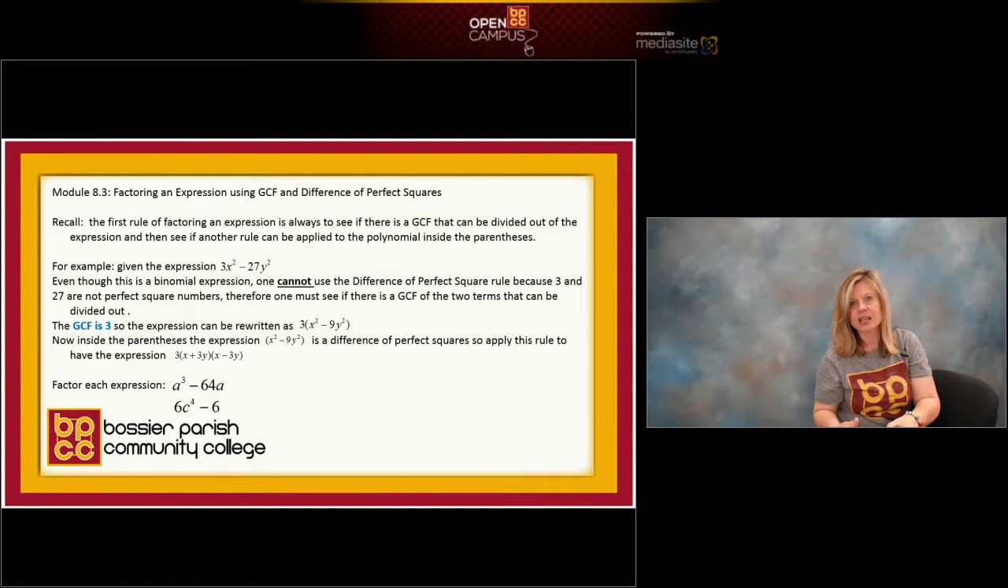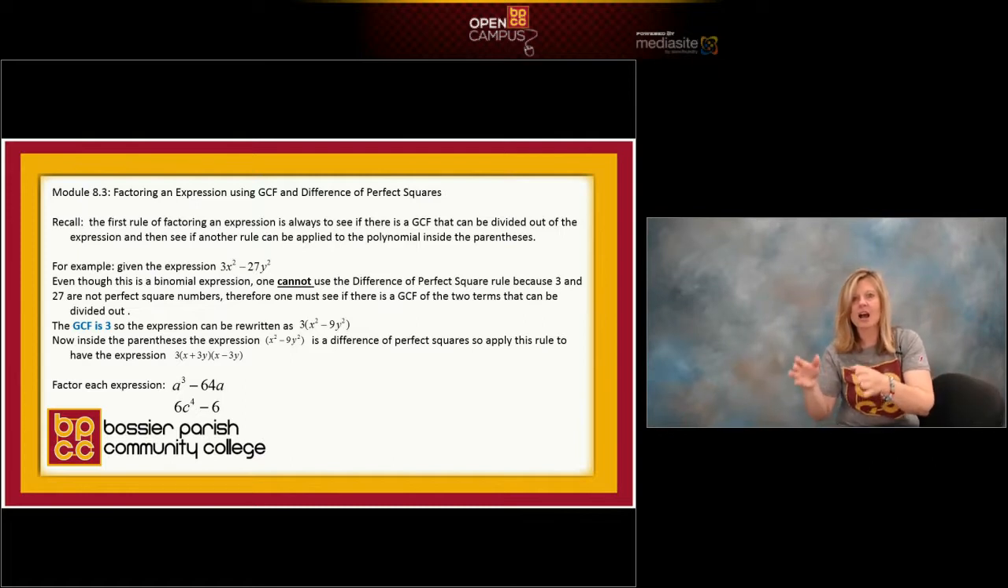After you pull out a GCF, then look inside the parentheses to see if you have another rule. Inside the parentheses, you still have 2 terms. They're still connected by subtraction, which makes me think maybe it's difference of perfect squares. Let's check. X squared and y squared are still perfect squares because they have even exponents. But now your coefficients are 1 and 9, and they are on the perfect square list. 1, 4, 9, 16. I said them. So now I could take that parenthesis and break it down by factoring it.